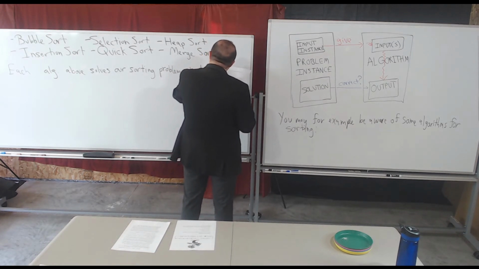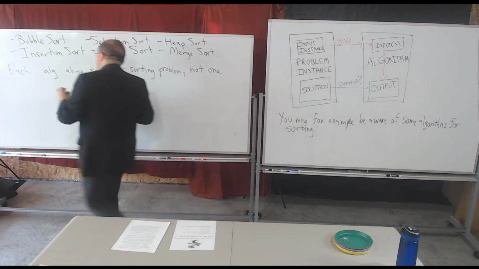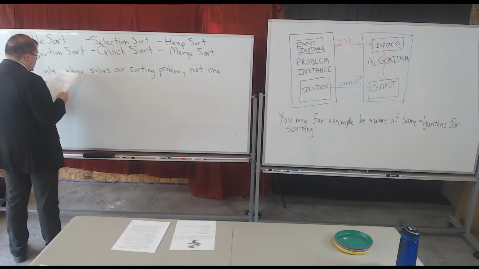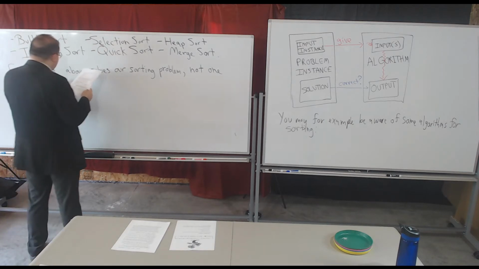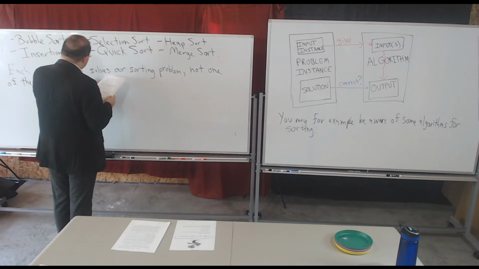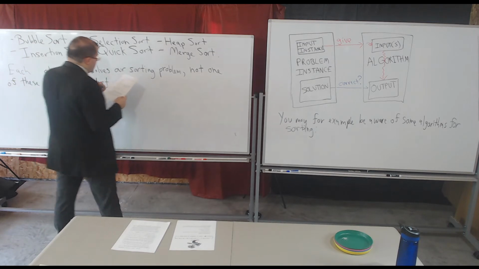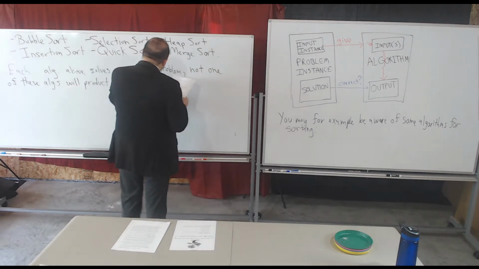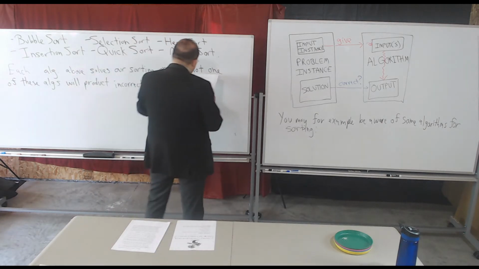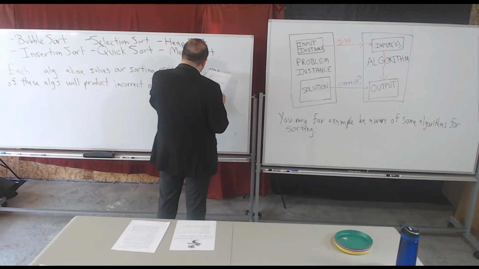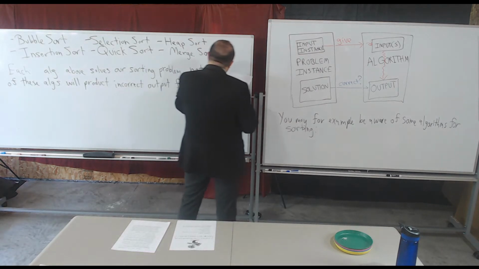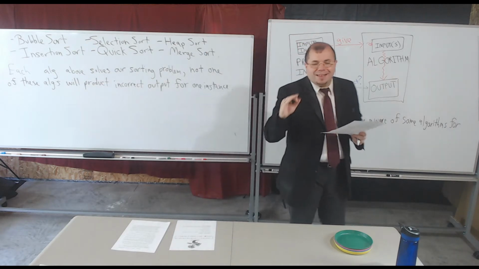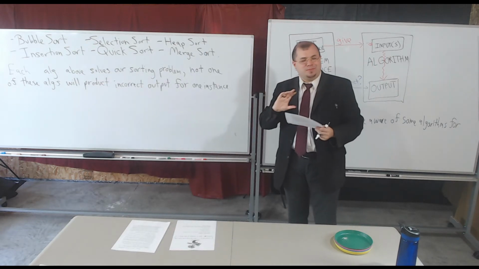Not one of these algorithms will produce incorrect output for one instance. That means I give you an array, it will sort it. There won't be just like one instance that bubble sort just can't handle and it'll just not sort it correctly.